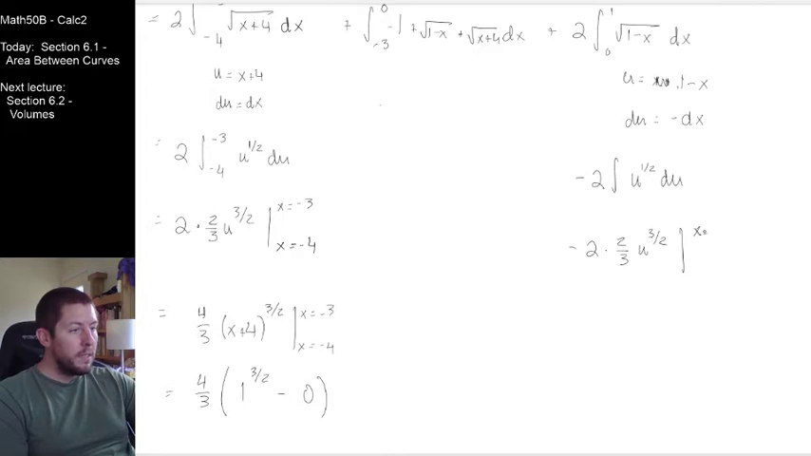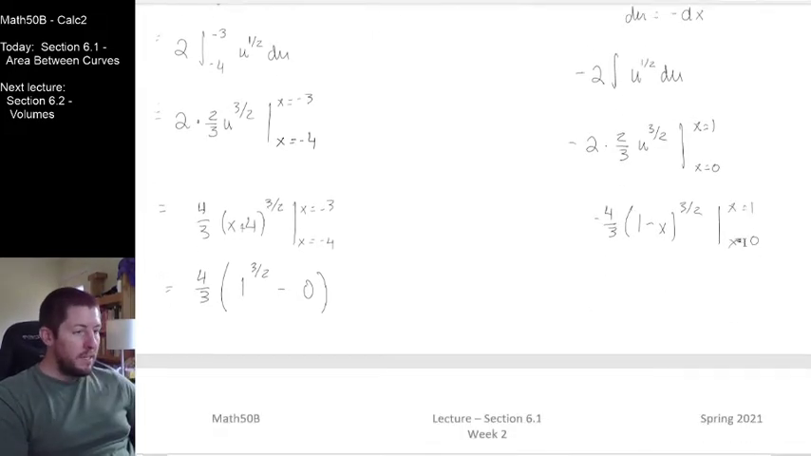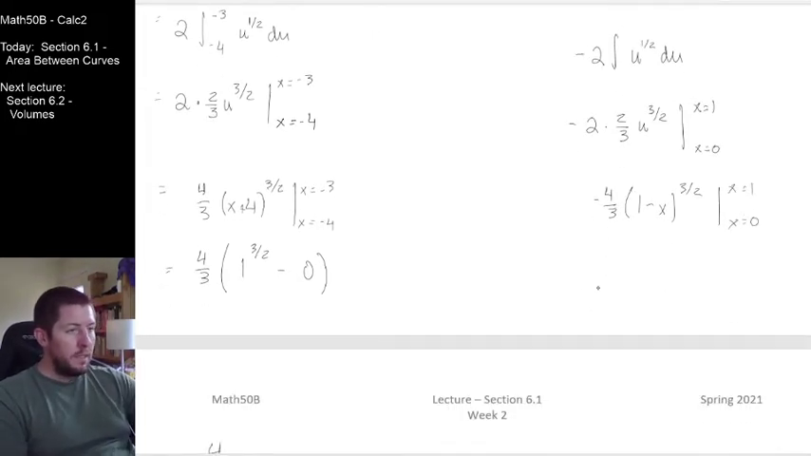Evaluated from x equals 0 to x equals 1. And it looks like this will be a -4/3. And now I'm going to not make the same mistake. 1 minus x to the 3 halves, evaluated from x equals 1 to x equals 0. Once again, I'm going to get some really nice things happening here.